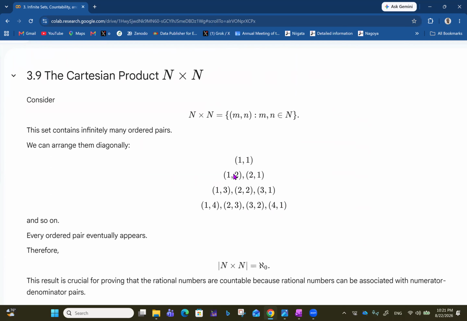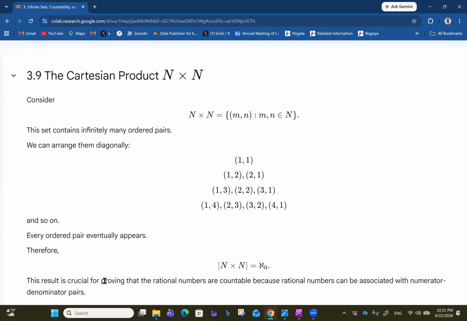So it's like (1,1), (1,2), (1,3), (1,4). Then (2,1), (2,2), (2,3), (3,1), (3,2), (4,1). So you can just keep going like that. Every ordered pair eventually appears in the list. Therefore, the cardinality of the Cartesian product N by N, natural number by natural number, is also aleph 0.